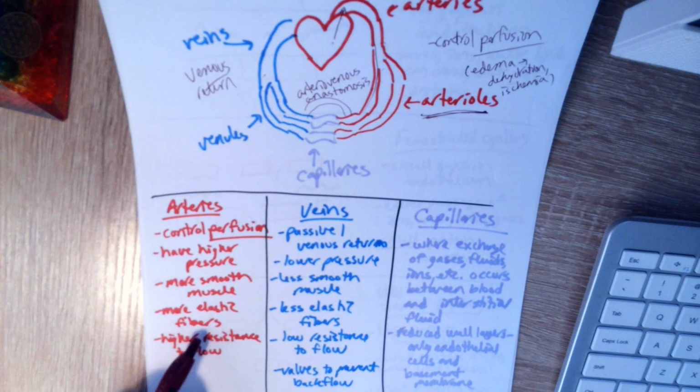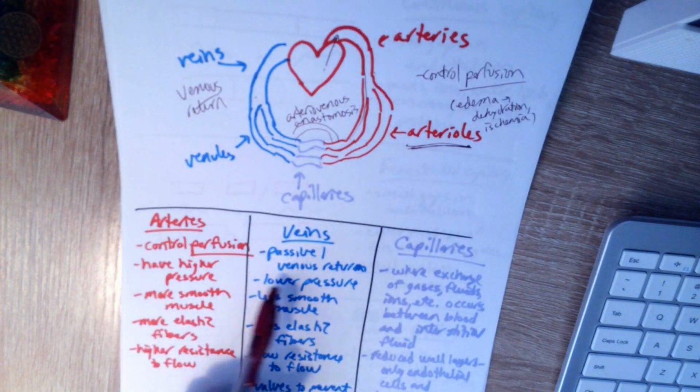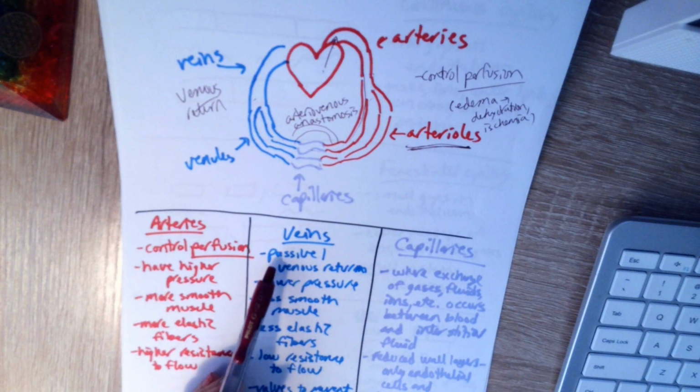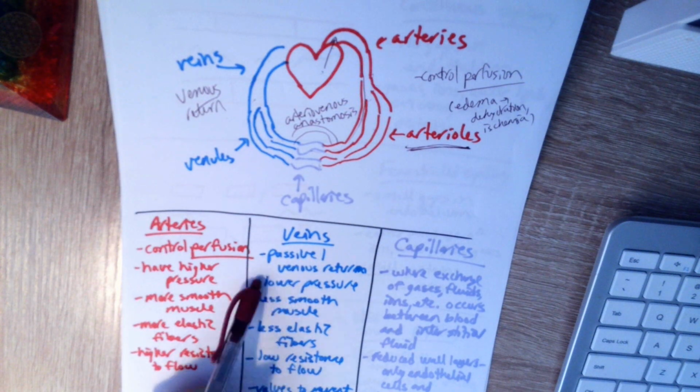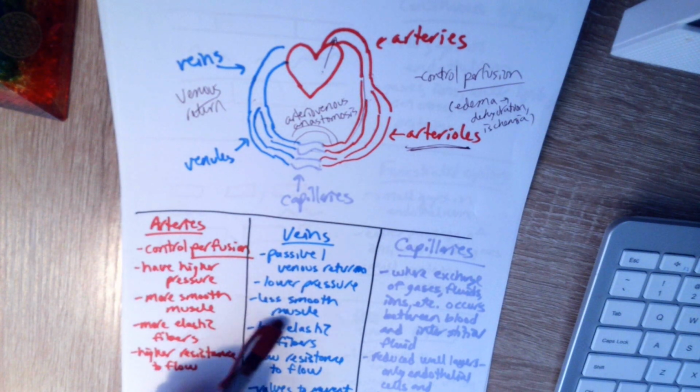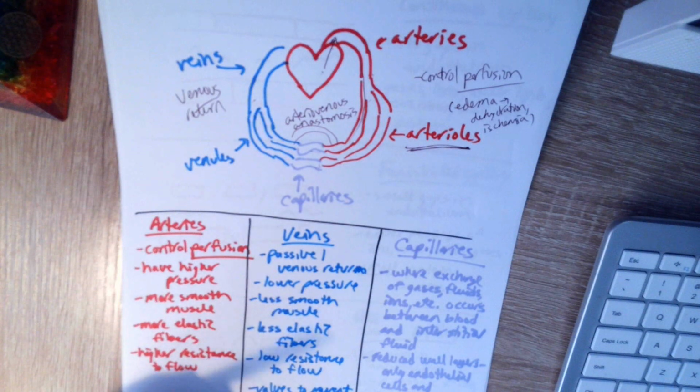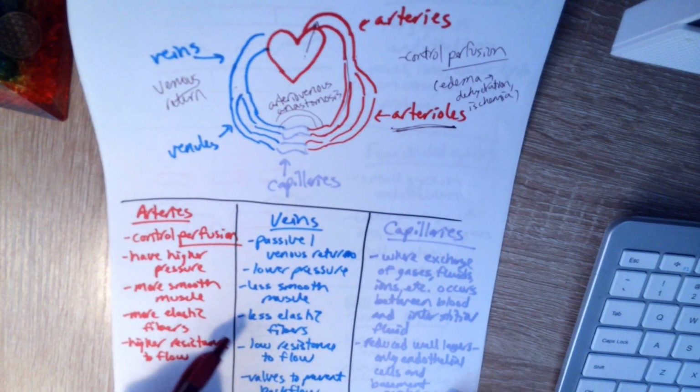And you'll just have more of that in an artery. Now veins are for passive venous return. So they're just carrying the blood back from the tissues. They have much lower pressure because they're farther away from the heart. They don't have as much smooth muscle because they don't need to constrict and dilate. They don't have elastic fibers as much because they're not having that same pulsatile flow that arteries do.